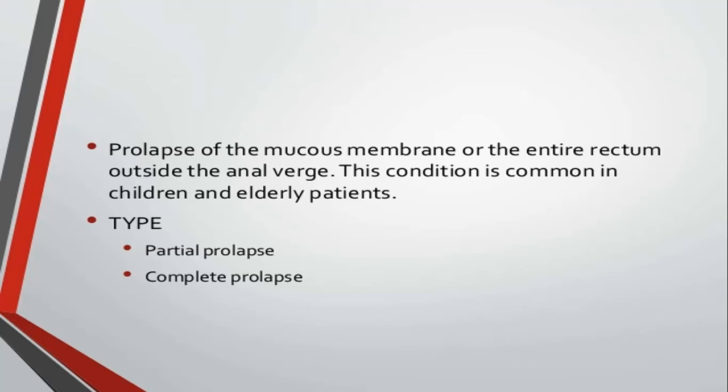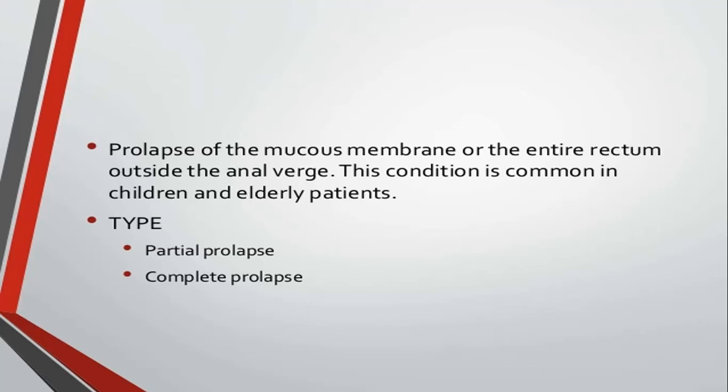So this condition, first of all, you must know about the anatomy of the rectum. We have discussed earlier in many lectures about the anatomy of the rectum. So I will give you some details. Rectum has three layers. The innermost layer is the mucosa, then submucosa, then a muscular coat. So all the layers make up the whole rectum.